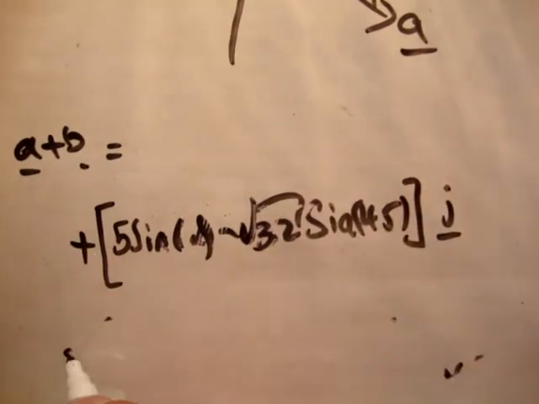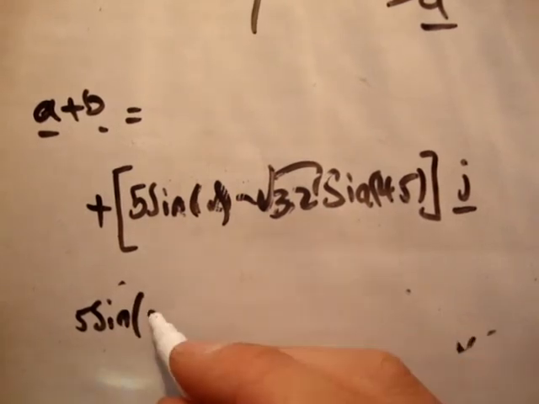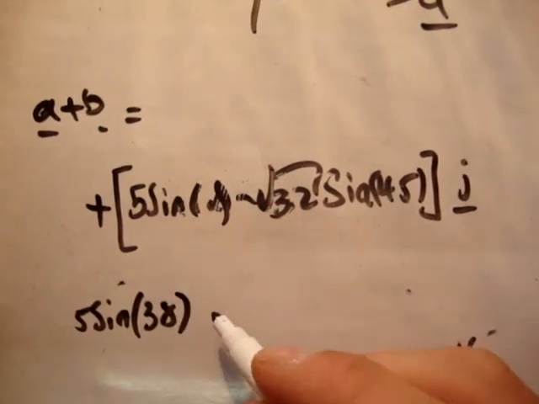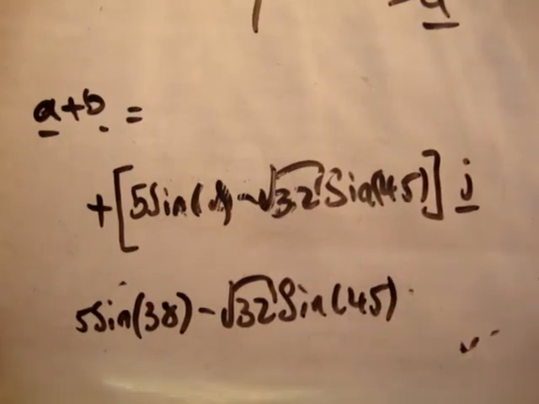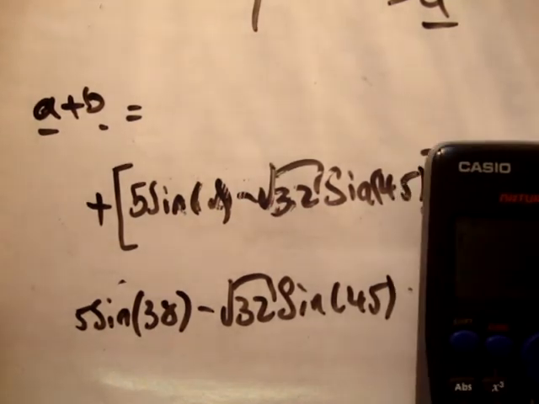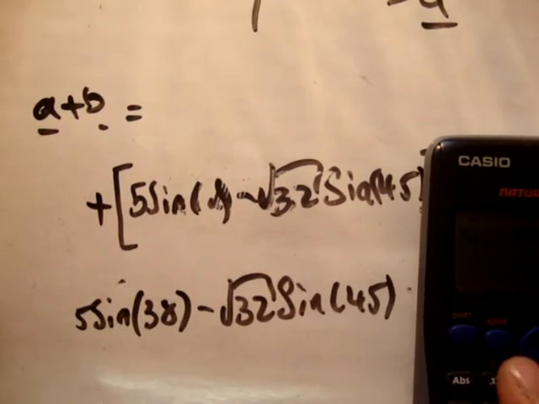So a plus b is equal to 5 times the sine of 37 degrees, minus root 32 times the sine of 45 degrees. Plug that into your calculator and let's see what we get. So 5 sine 37, close brackets, minus square root 32 times the sine. Now just make sure that sine is outside of your square root. Sine of 45. Did I write that correctly? The answer to that is minus 0.92.